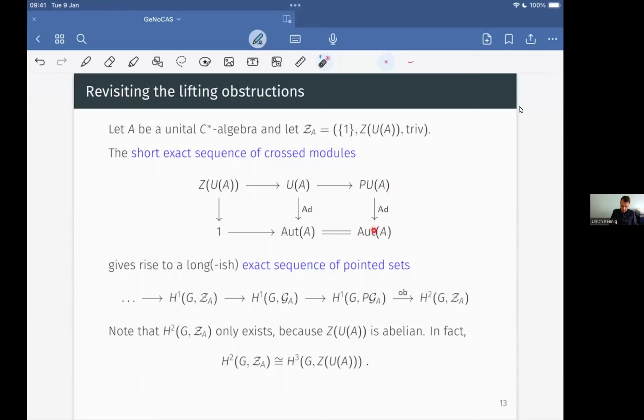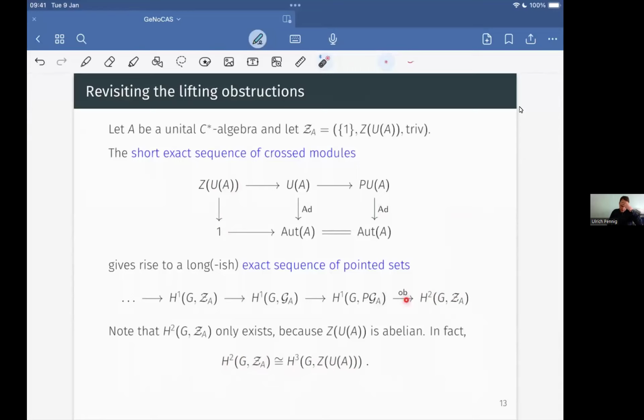This is PGA. And this is an exact sequence of crossed modules. And the thing that's still true is if you have an exact sequence of crossed modules, it gives rise to a long-ish exact sequence of pointed sets in this way. So this continues all the way down to 0, which is what these 3 dots here are, but it stops at H2 here because there are no higher cohomology groups with coefficients in crossed modules. And this only exists here, by the way, because this is one of those abelian crossed modules. And for H2 with coefficients in this abelian crossed module, you can show that this is actually the third group cohomology with coefficients in the unitary group here.